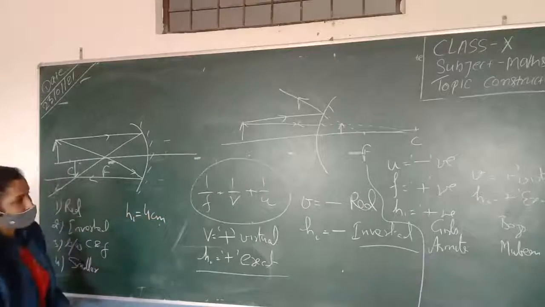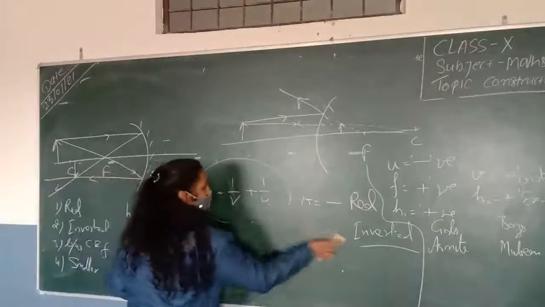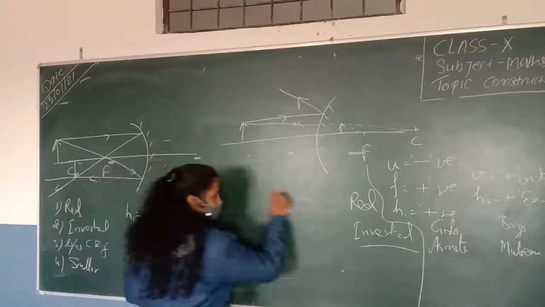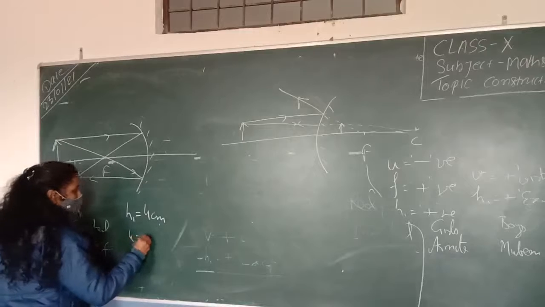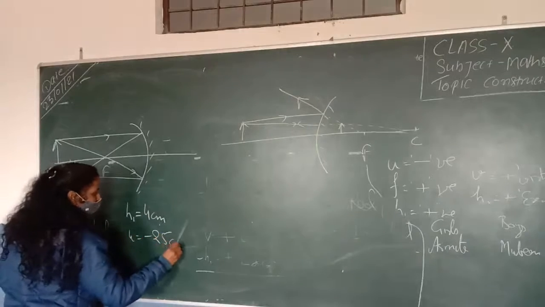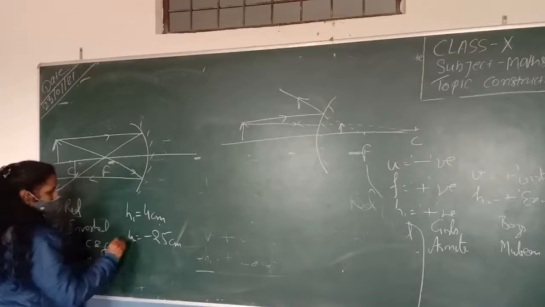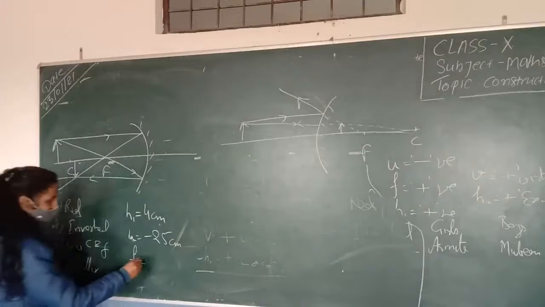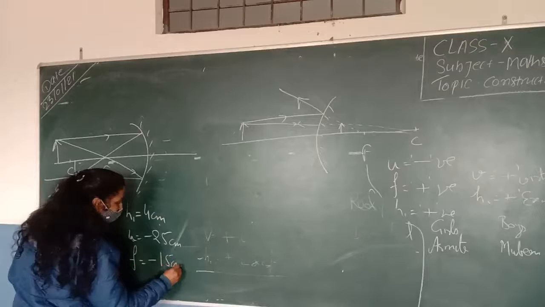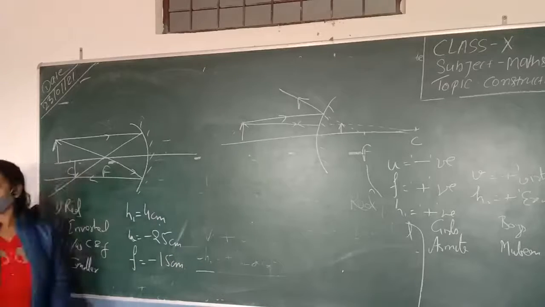And distance of object U. U is given. Distance of the object U is how much? Minus 25 centimeter. Good. Next, and the focal length. Minus 15 centimeter. Very good, Ayush. These are the information which you get from the question.